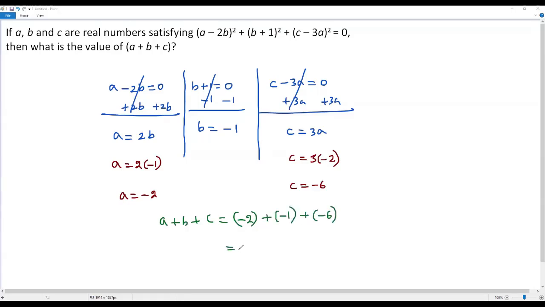Okay, we can remove the first parenthesis over here, −2. And when I multiply positive and negative, I'm getting −1. And positive times negative will be −6. So when I combine −2, −1, −6, I'm getting −9. So the value of A + B + C is −9.